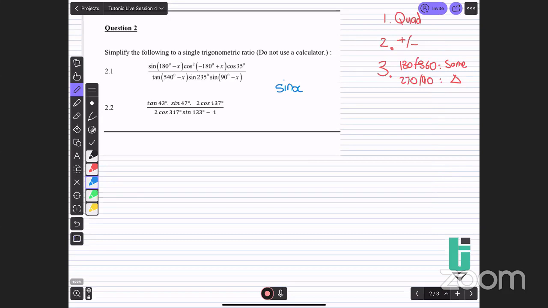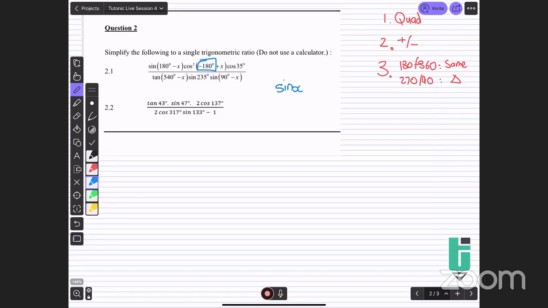Negative cos squared x. Why do you say that? Because if you add 360 to negative 180, then it gives you positive 180. So Nafisa's adding 360 to make it positive. That's a nice idea. So it's 180 plus x, right?